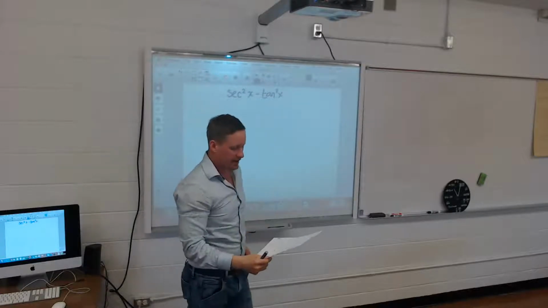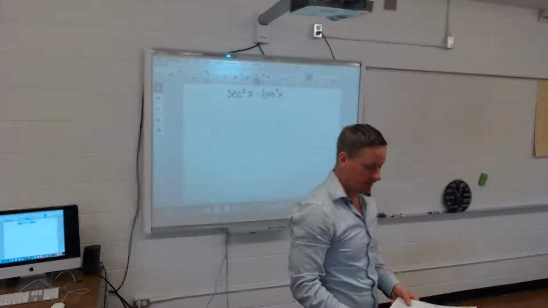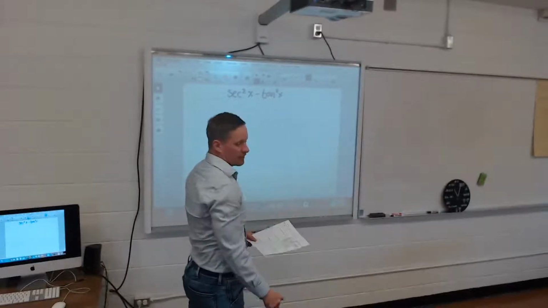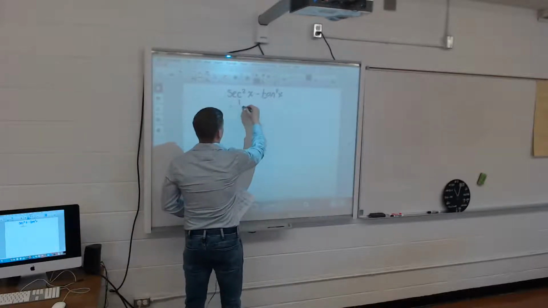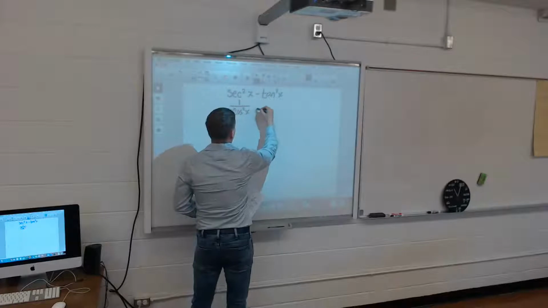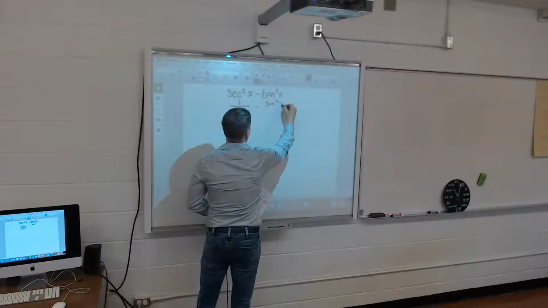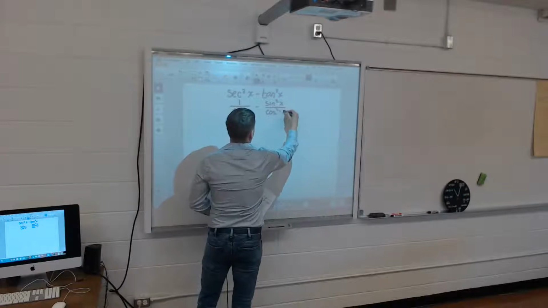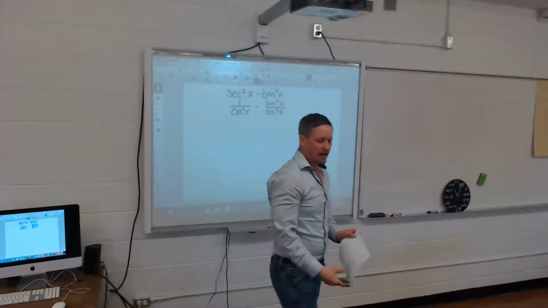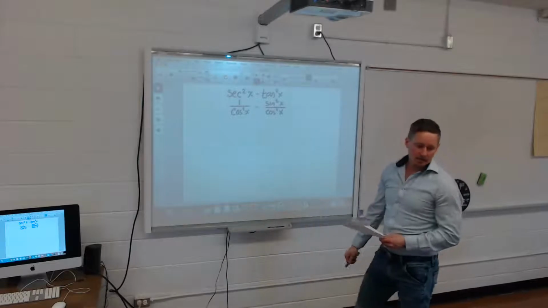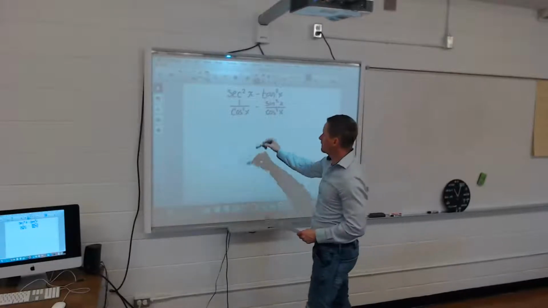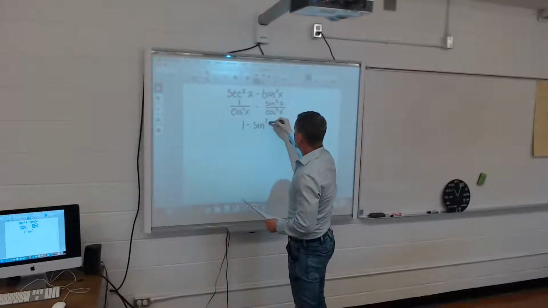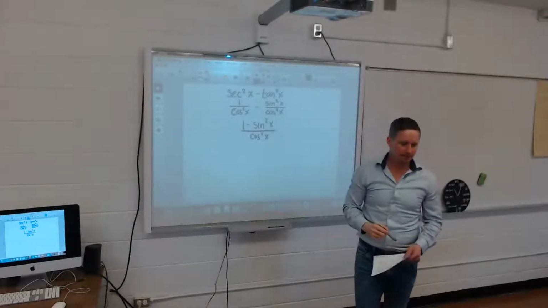Okay, it says rewrite the trig expression in terms of sine or cos or both, then simplify it. So the first thing that I'm going to do here is change this to cos right off the bat. So I have 1 over cos squared x minus sine squared x over cos squared x. Okay, now I've got a common denominator already, so I can put it all together, and I get 1 minus sine squared x over cos squared x, like that.